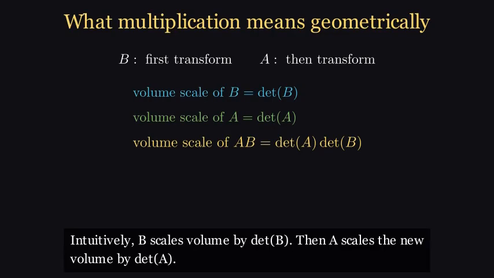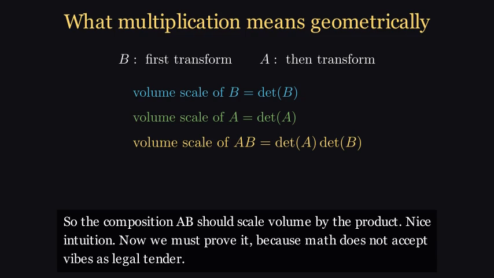Intuitively, B scales volume by determinant of B. Then A scales the new volume by determinant of A. So the composition AB should scale volume by the product. Nice intuition. Now we must prove it. Because math does not accept vibes as legal tender.